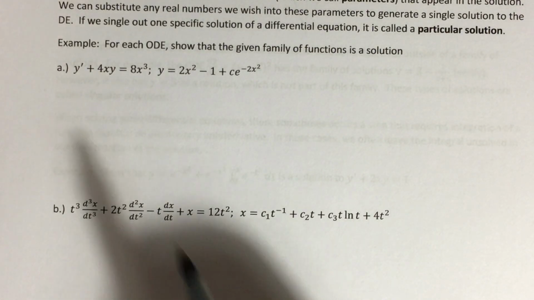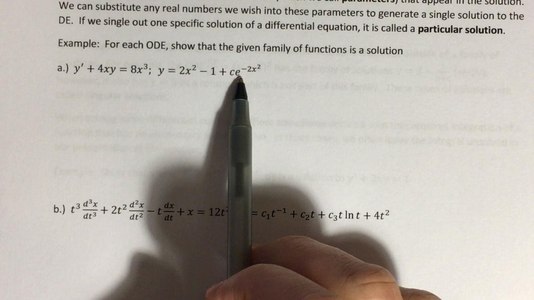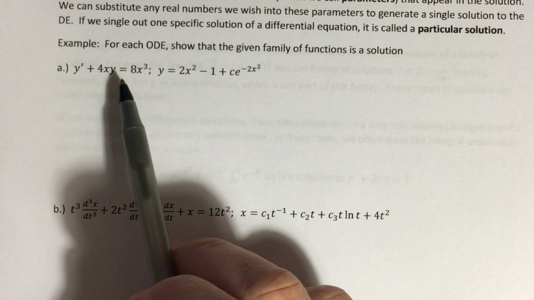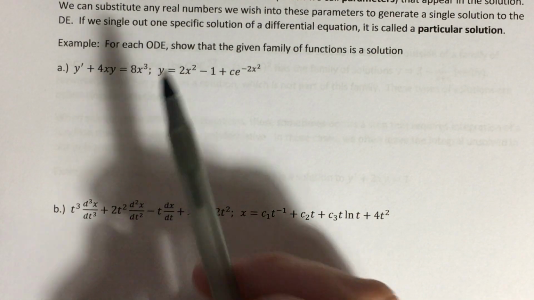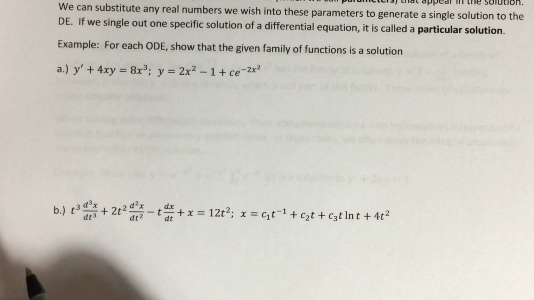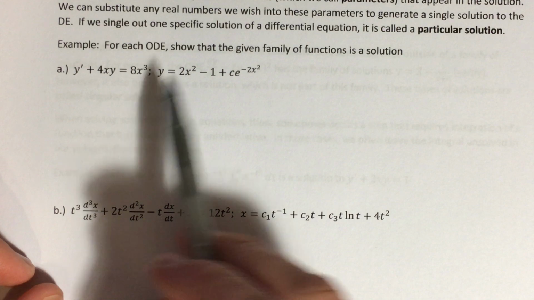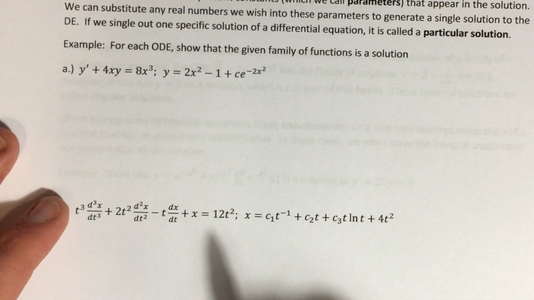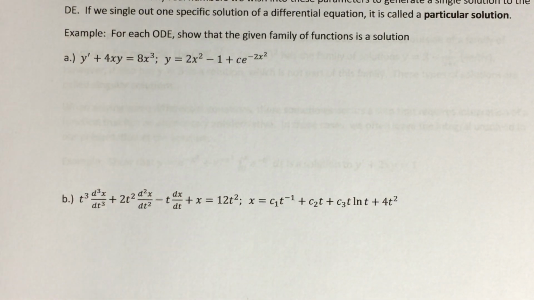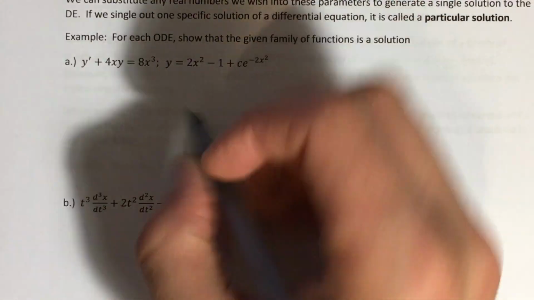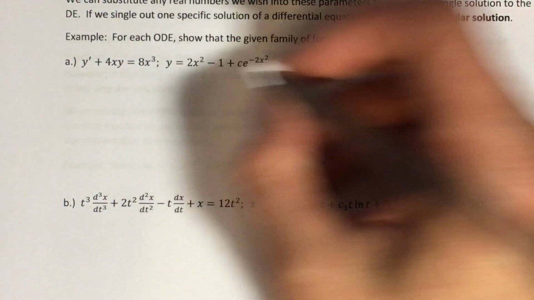All right, so we're looking at showing that this infinite family of solutions is a set of solutions for this differential equation. So as before, we just want to find y and y prime, substitute them into the ODE here, and then show that we get an identity. So we already know what y is. It's right here. In fact, I'm not going to rewrite it.